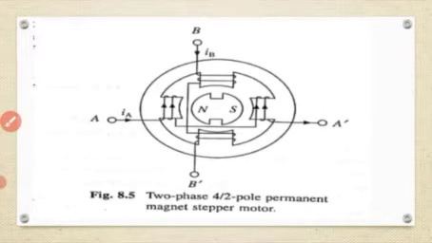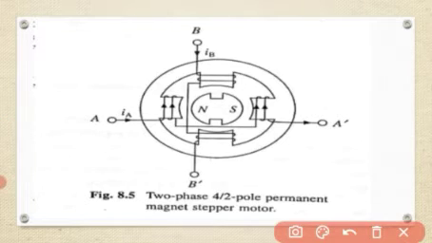Let us see one more diagram here: a two-phase 4x2 pole permanent magnet stepper motor. Earlier I have discussed the single stack variable reluctance motor. The stator of the permanent magnet stepper motor is similar to that of the single stack variable reluctance motor. The rotor is cylindrical and consists of radially magnetized permanent magnets. So here the main difference is that a permanent magnet is used.